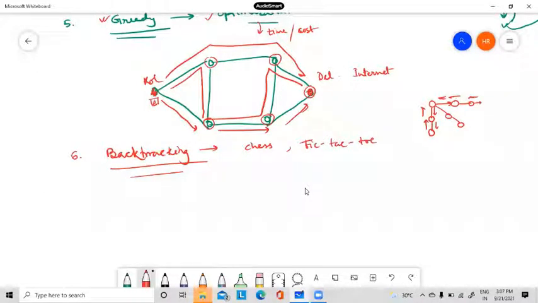This is all about algorithms. What is an algorithm? What are its characteristics?